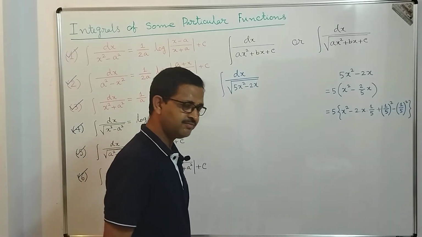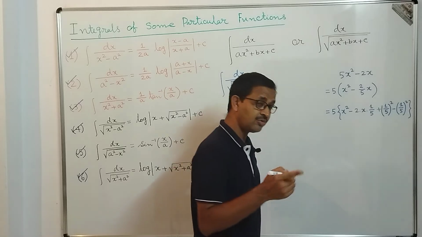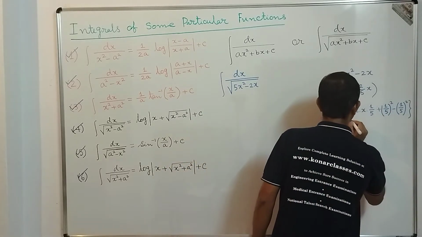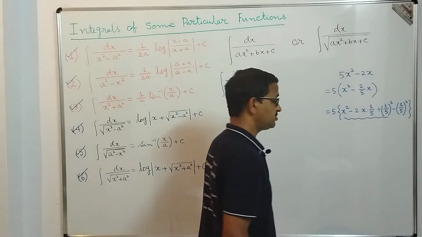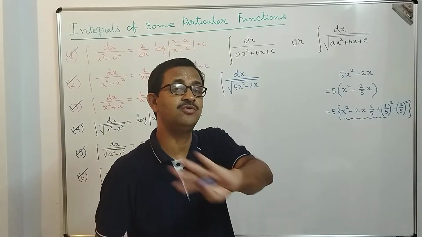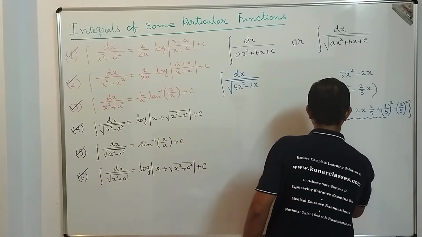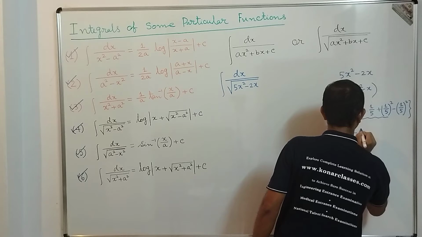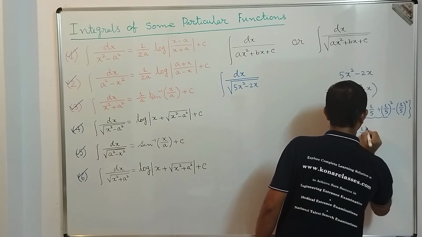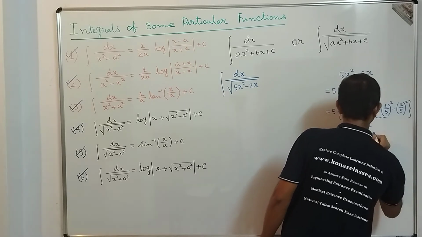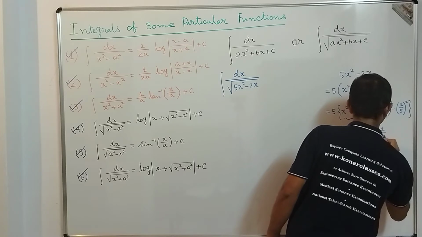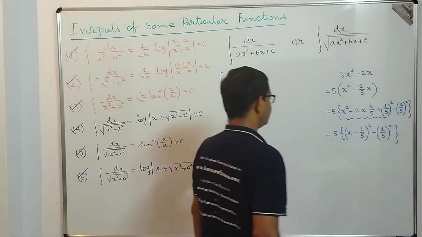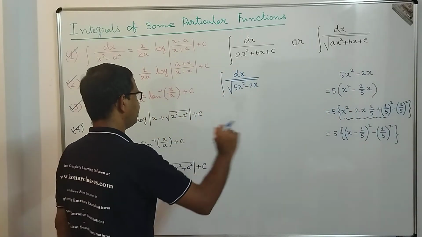But why have we done so? Why have we introduced 1 by 5 whole square? So that we can club these 3 terms in this expression to make it x minus 1 by 5 whole square. So what we get here, dear students, is 5 into x minus 1 by 5 whole square, minus 1 by 5 whole square. Correct? So now this looks like a very comfortable form.